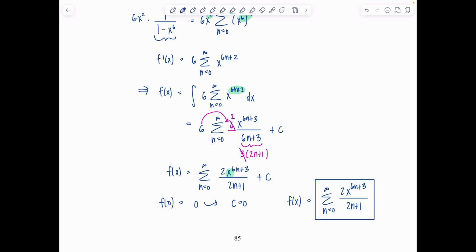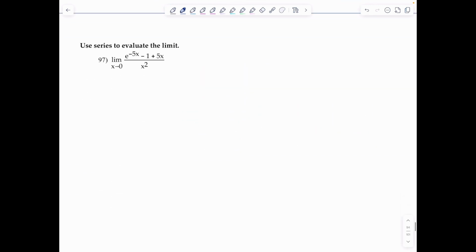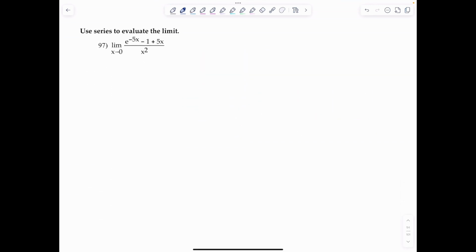Stunning, stunning. Okay, next topic: use series to evaluate the limit. I have a whole separate video on this topic if you need a bunch of examples. But basically, you're going to look at the terms in the limit, and whatever has a nice Maclaurin series representation, we're going to replace it with the first few terms to help us evaluate the limit. Because they're telling me to use series to evaluate the limit, that's what I'm going to do.